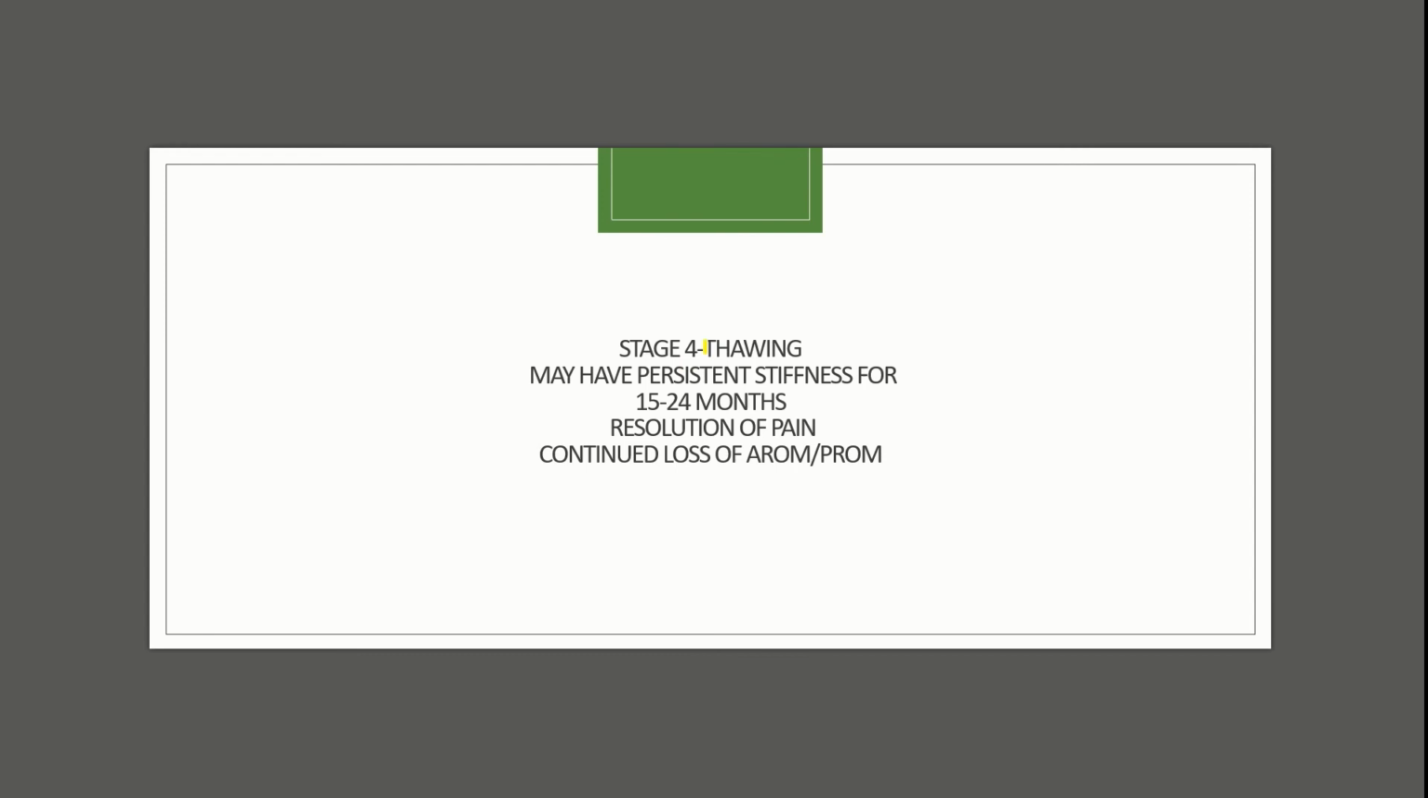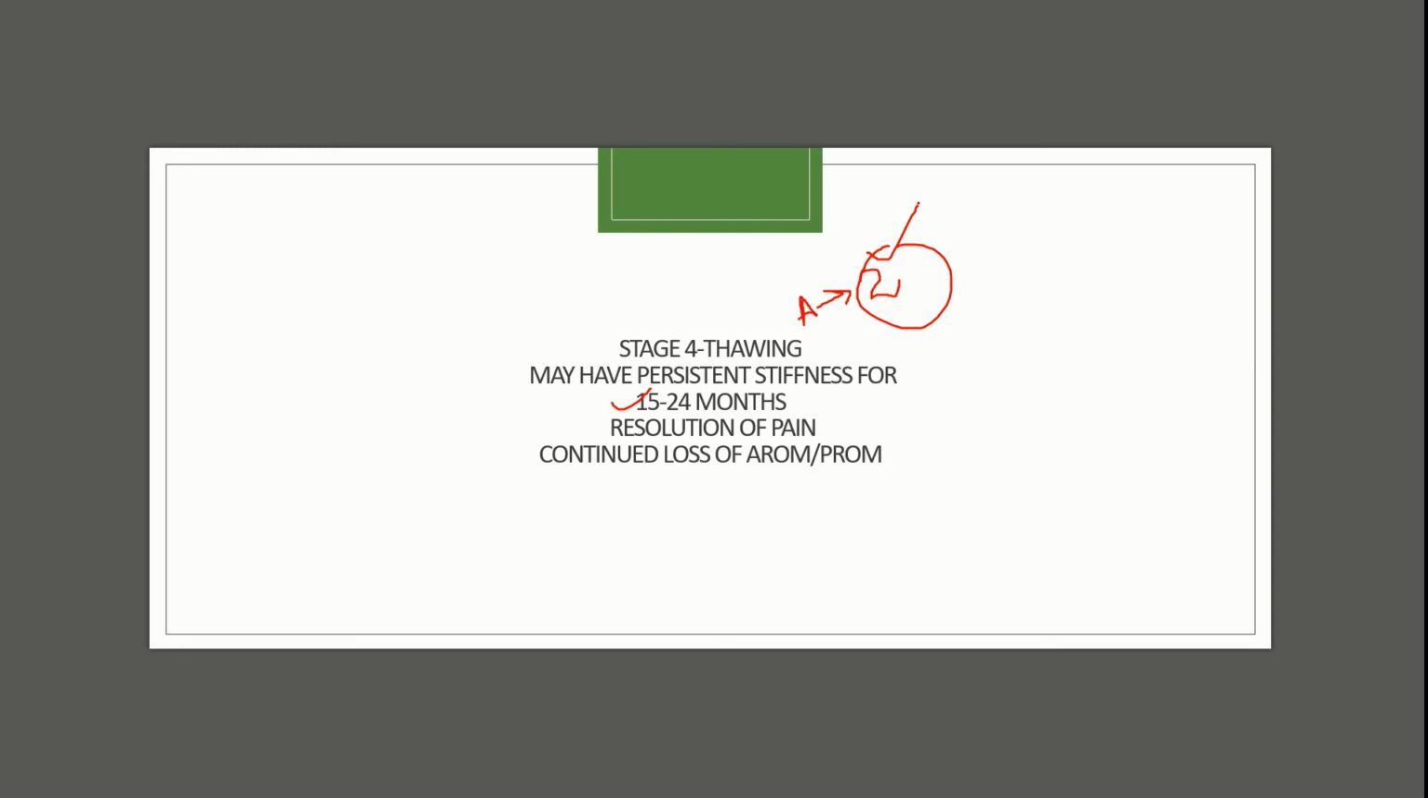Stage 4 is also known as the thawing stage. It is the last stage of adhesive capsulitis, which lasts from 15 months to 24 months. By this, we understand that it progresses through 4 stages, and it is a disease which is self-limiting. It persists for almost 24 months, which is 2 years. After 2 years, it subsides on its own. But 2 years of shoulder pain and loss of motion is a great deal for someone.